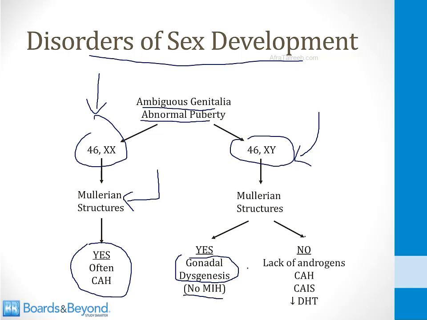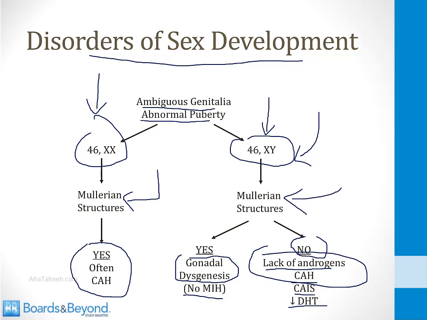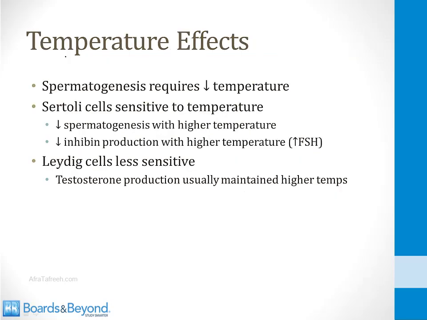If there is an absence of the Müllerian structures in a child who is XY, then the problem is lack of androgens in some form. This could be due to some of the more rare congenital adrenal hyperplasias. In some of those syndromes, there is a lack of androgens. It also could be due to androgen insensitivity, or finally, it could be due to low levels of dihydrotestosterone. But whatever the reason, there is a lack of androgen effects if you have an XY child who has an absence of Müllerian structures. It means the testes are working, but there's a lack of androgens, and therefore the child is not developing normally. I'm going to finish this module by talking about temperature effects on the testes.